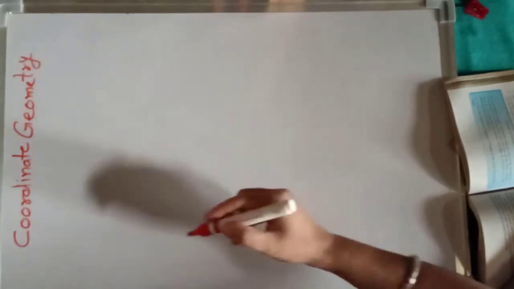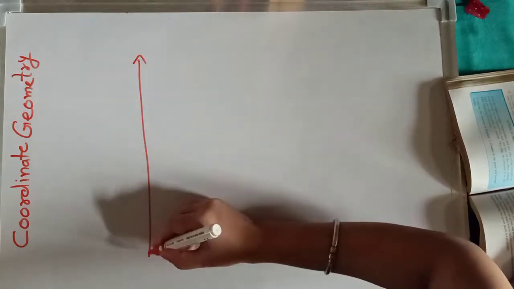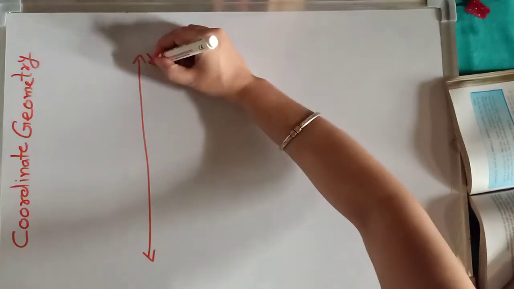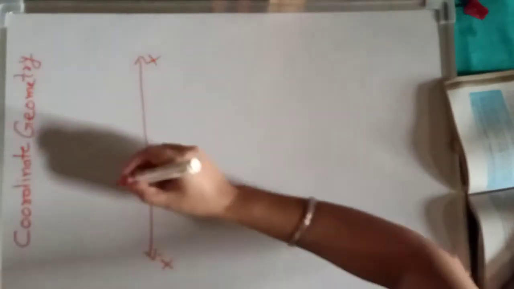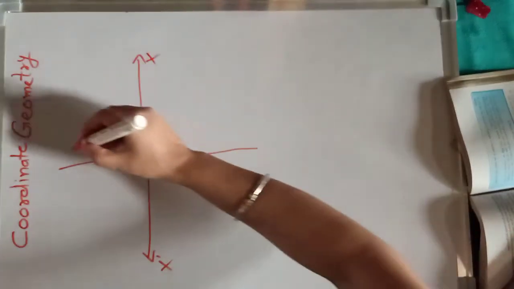Hello students, let us start with coordinate geometry today. First of all, let us start with the basic concept: this horizontal axis is the x-axis and this vertical axis is the y-axis.